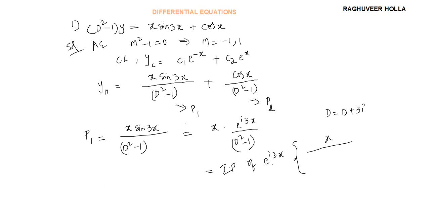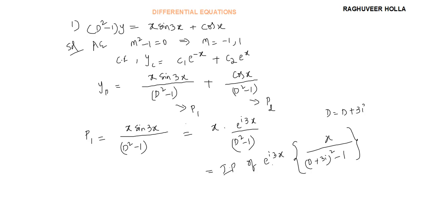x divided by d plus 3i whole square minus 1, close the brackets. Let us try to simplify this further. Now when you expand this d plus 3i whole square, which we have in the denominator, and simplify this on the whole, so the imaginary part of e to the power of i 3x, and x divided by d square plus 6id minus 10, so close the brackets.